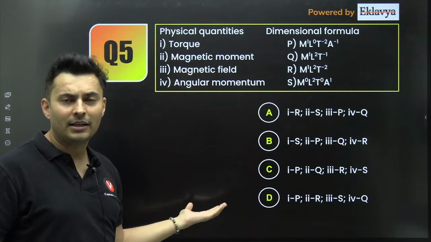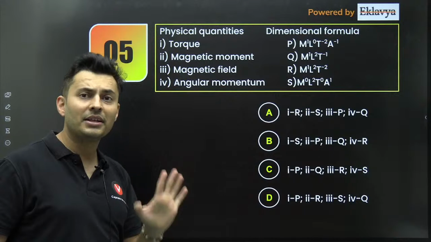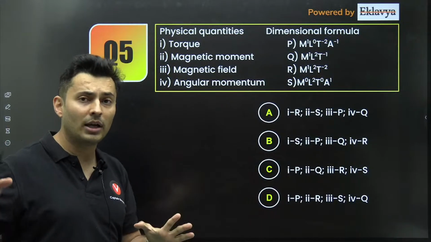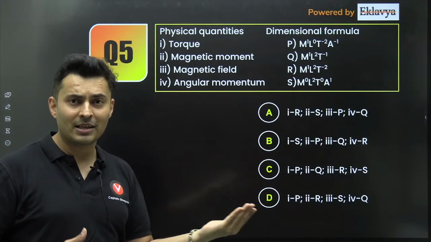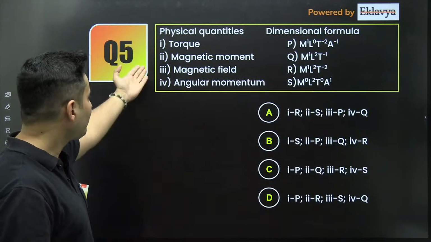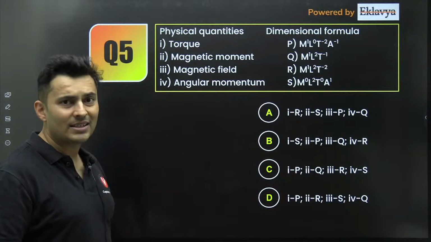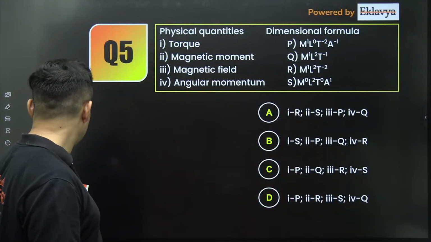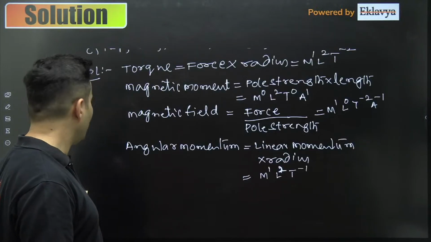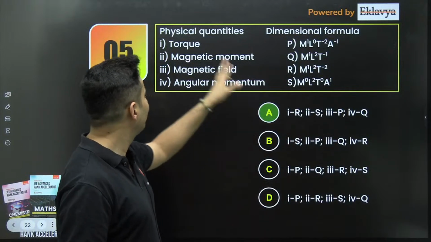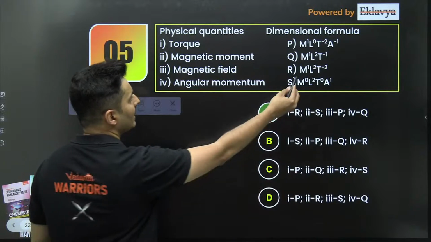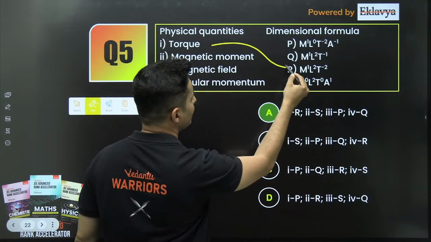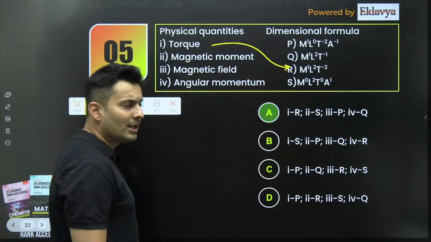How many times did I tell you that in the match the following, usually they give you units, dimensions, or thermodynamics processes, graphs, or even the phasor diagrams came this time in the last shift. So torque is same as the dimension of energy. So just check it out. 1 is going with R. That is the dimension of energy. Yes, M raised to 1, L raised to 2, T raised to minus 2.